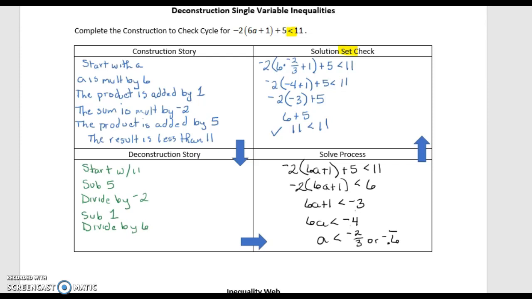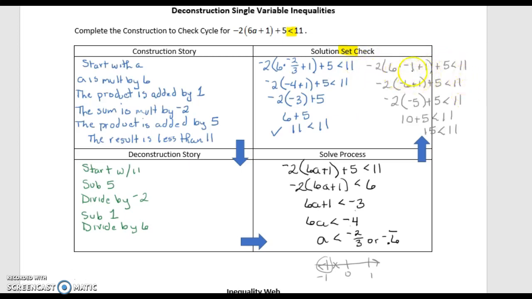But then we also want to look at values where a is less than -2/3. So if we just think about a number line real quick, here's 0, here's 1, here's -1, so -2/3 lives someplace right there. We want a number less than that, so I'm going to just pick -1. It's an easy number to check.